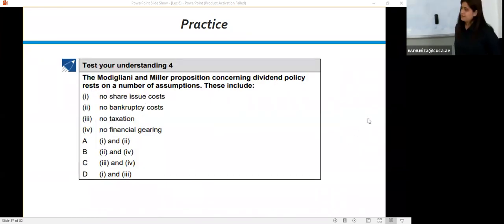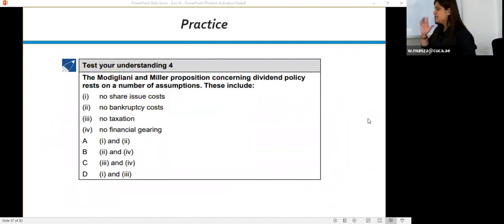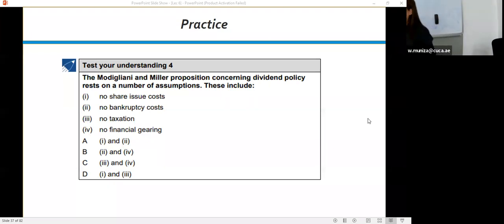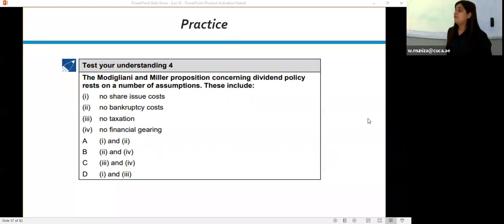Okay. Now, understanding number 4: MM propositions concerning dividend policy rest on a number of assumptions. My dear students, when MM provided us the dividend irrelevancy theory, it is not going to be followed in every case. That is for perfect market situations. And what is a perfect market? There are perfect markets and imperfect markets. What is an imperfect market?